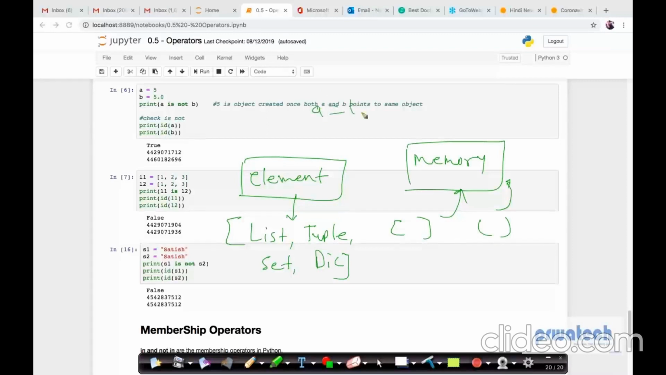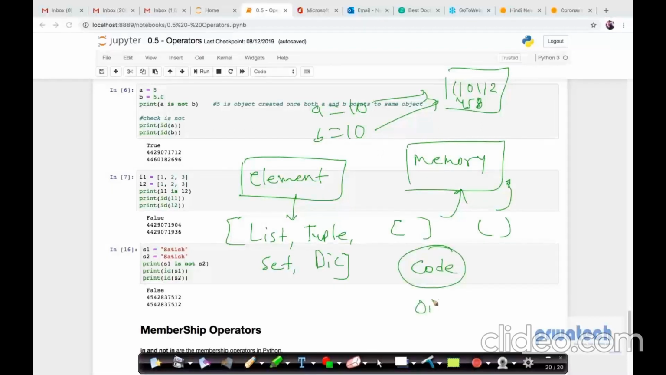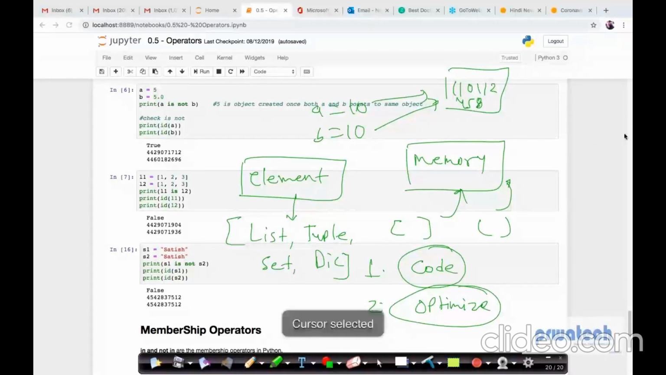But if I say A is equal to 10 and B is equal to 10, we know that when A is assigned 10, it returns some number on the memory side, some address or hash value, and then B is equal to 10 will not assign this value to a different memory. It will just point to this memory. So this is how we can optimize our memory. So let's first understand how to write the code, and then I'll take you to how to optimize the code. We have two scenarios in our approach: one is learning writing, and the second is the optimization side.